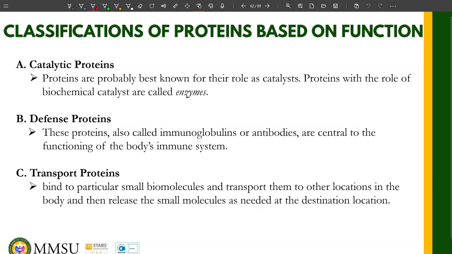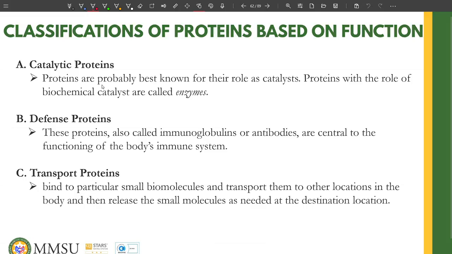We all know naman na si proteins, they play a crucial role in almost all biochemical processes. And in terms of their functions, they are very, very diverse. Different kinds of proteins have different functions, which is why there is a separate classification for them. And I believe there are 10 proteins based on their functions. The first three are listed here, the catalytic, defense, and the transport proteins. Makikita nyo naman, from the name itself, well explainable na siya.